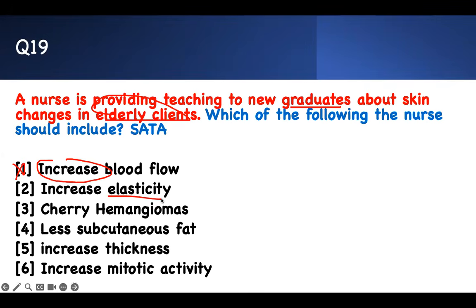It loses elasticity. That's why they have wrinkles. So there's no increase. They form hemangiomas in their skin, from small blood vessels, so this is good. They have less fat. That's why they can get cold easily. The skin becomes very thin. It's not thick. And the skin does not undergo changes that fast. Mitotic rate decreases. So the only answers are 2, 3 and 4. These are concepts you have to know, and you can manage the patient based on that.